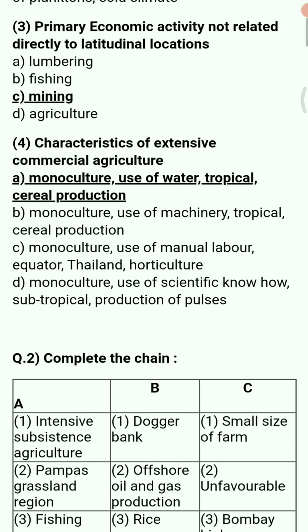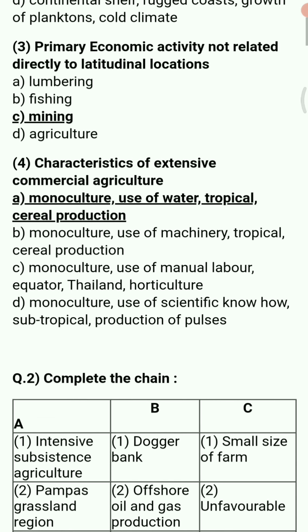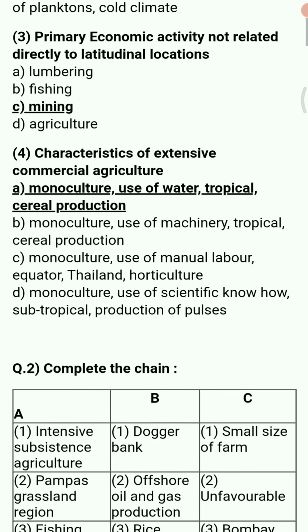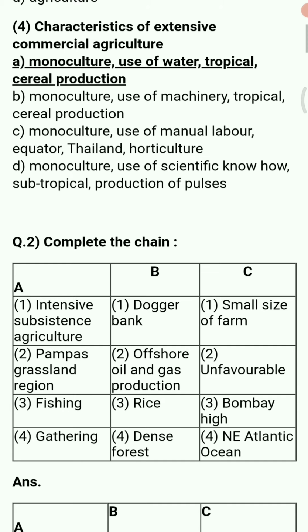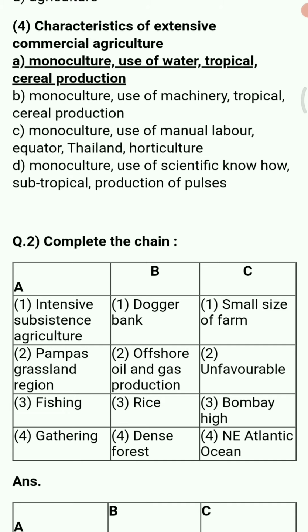Next question: which primary economic activity is not related directly to latitudinal location? So which activity is not dependent on or related to latitudinal location? The answer is mining. Next question, characteristics of extensive commercial agriculture. First of all, it is monoculture, only one crop. It requires a lot of use of water. Next, tropical cereal production is also the right answer in the case of extensive commercial agriculture.